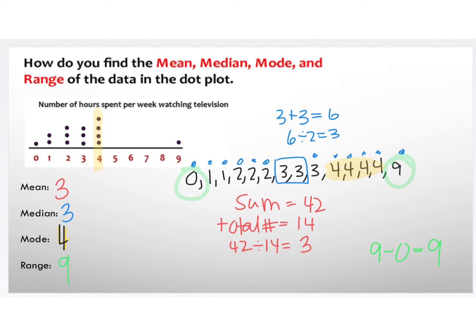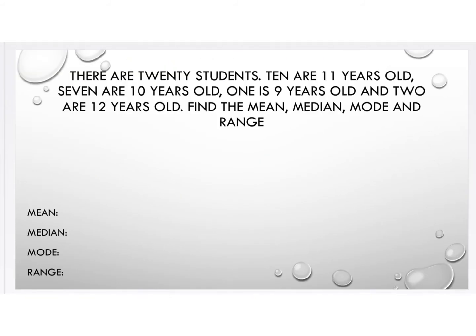So our range of our data set is 9. So that's how you find the mean, median, mode, and range of a data set. Okay, this next one's a little bit different. We're still doing the same thing, but it says there are 20 students, 10 are 11 years old, 7 are 10 years old, 1 is 9 years old, and 2 are 12 years old. Find the mean, median, mode, and range.